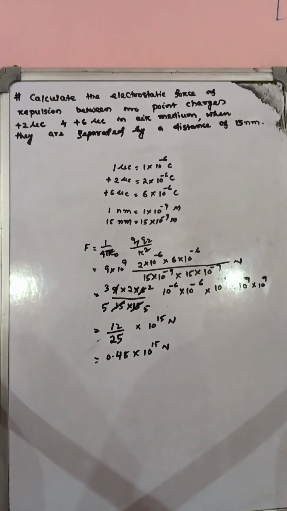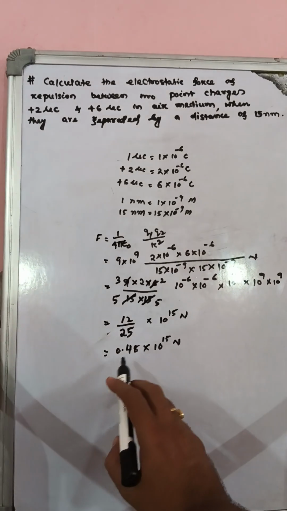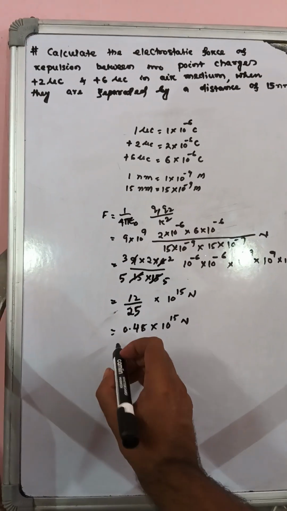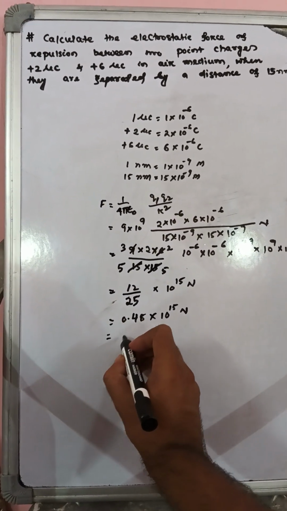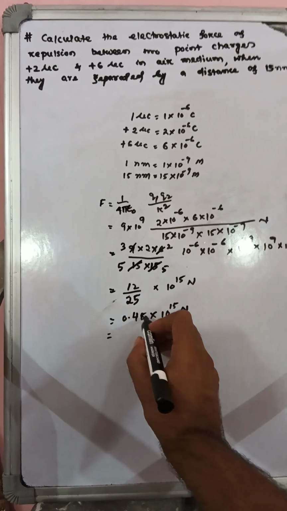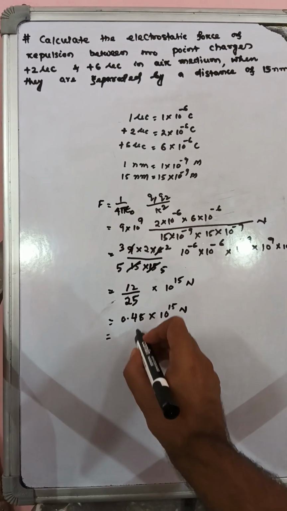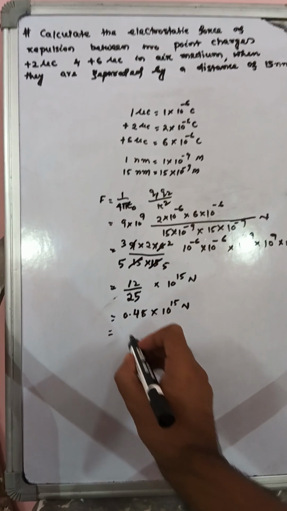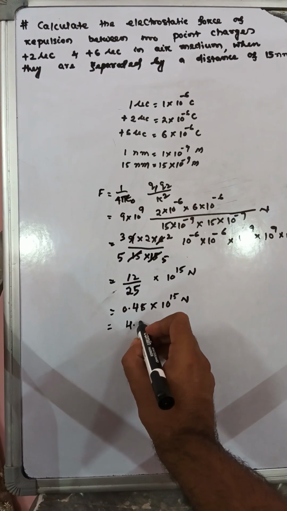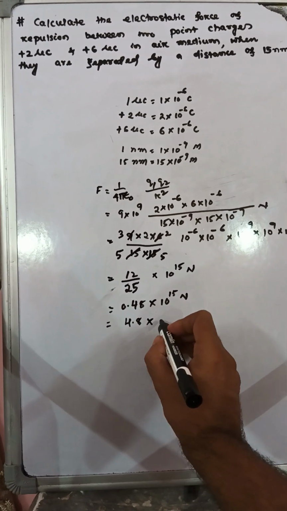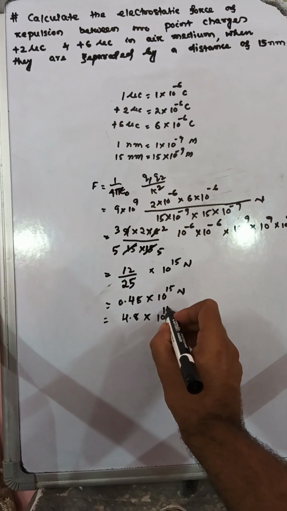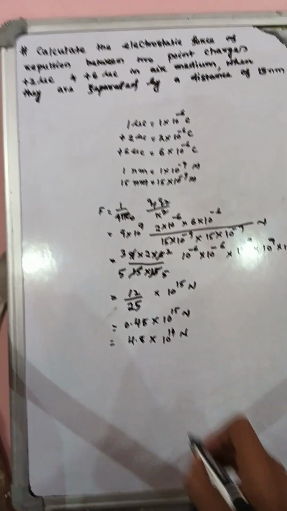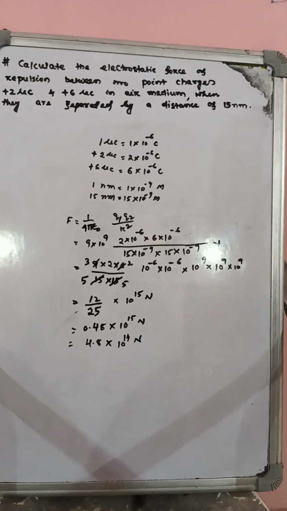Then we shift the decimal point by one place, so 4.8 into 10 to the power 14. 4.8 into 10 to the power 14 Newton. This will be the answer.